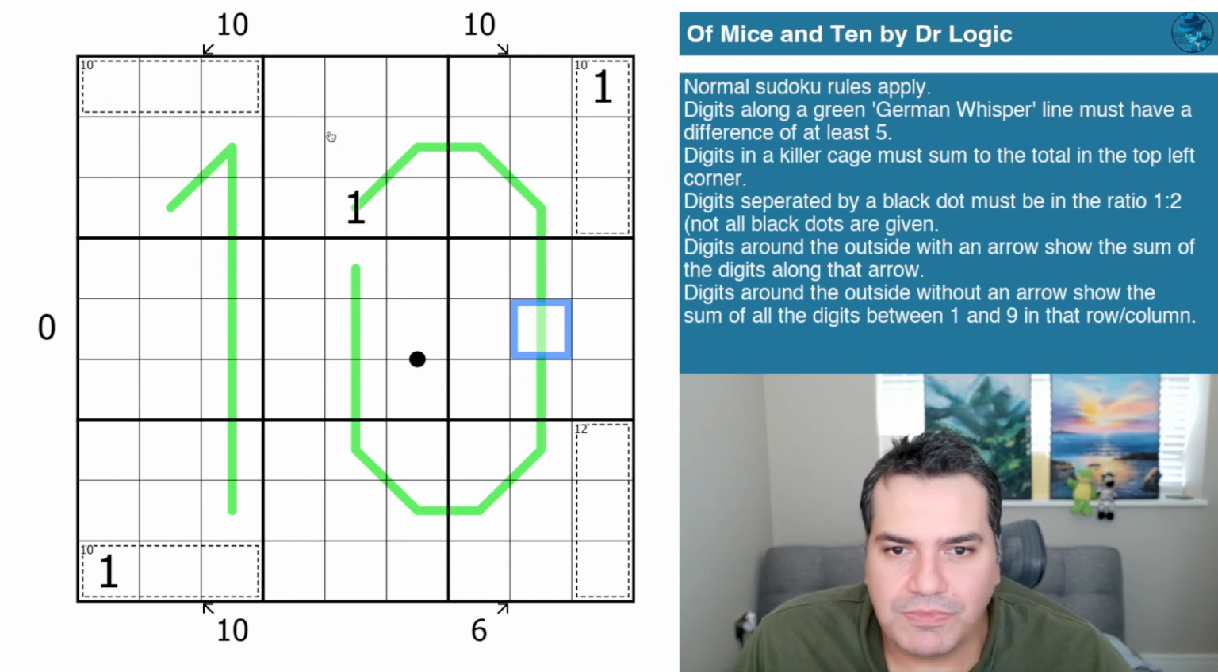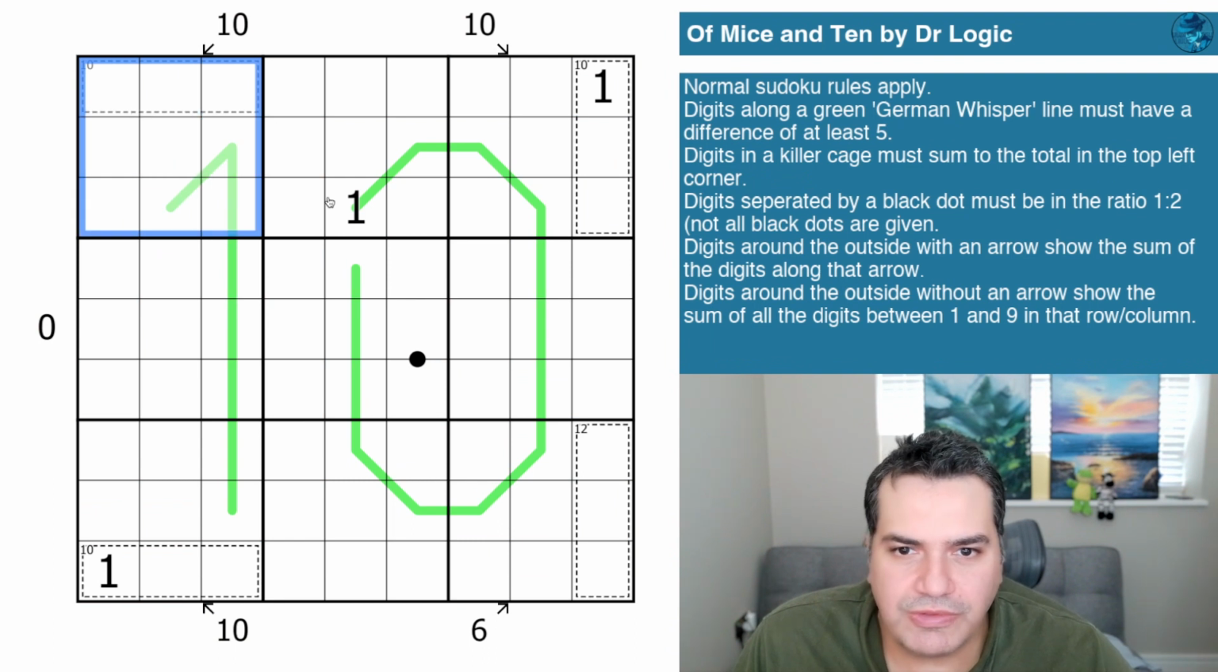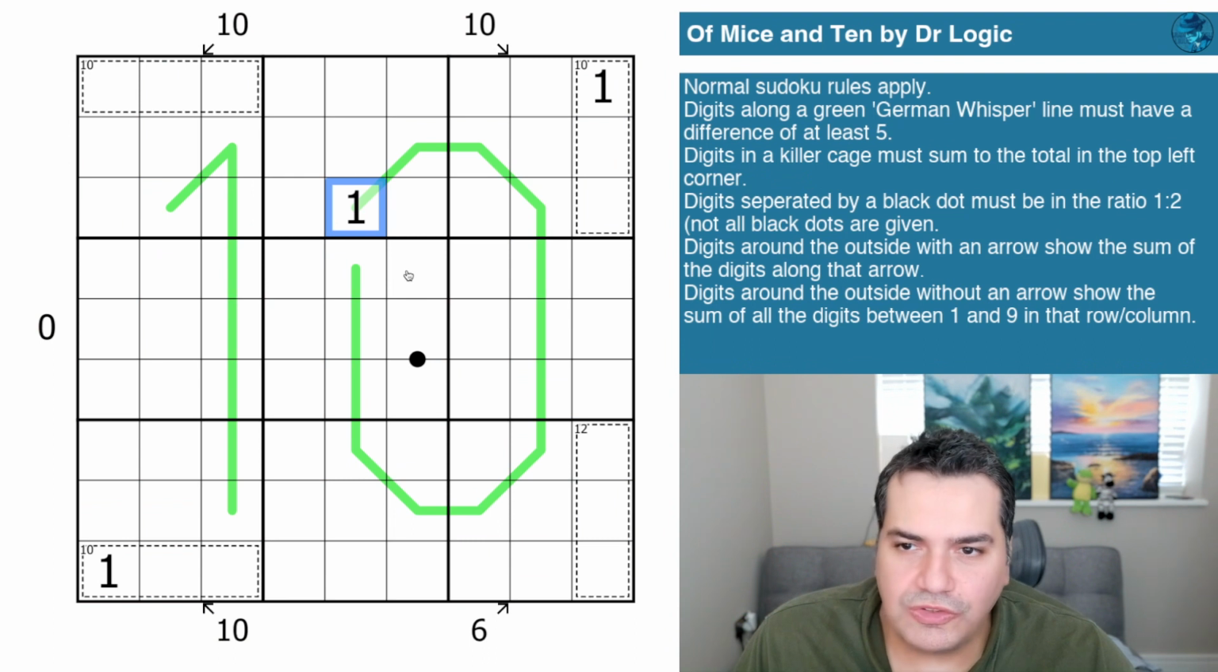Puzzle. So, normal Sudoku rules apply, so that means the digits 1 to 9 in every row, every column, and every 3 by 3 box. Fantastic, we're very familiar with those. Digits along a green German whisper line must have a difference of at least 5. So let's use this one here as an example.